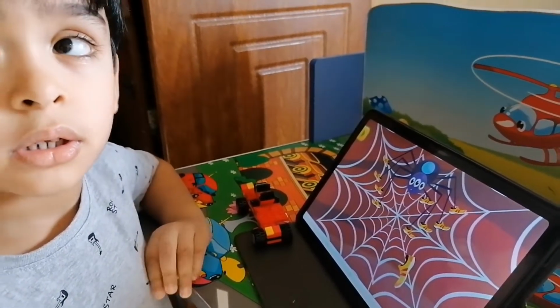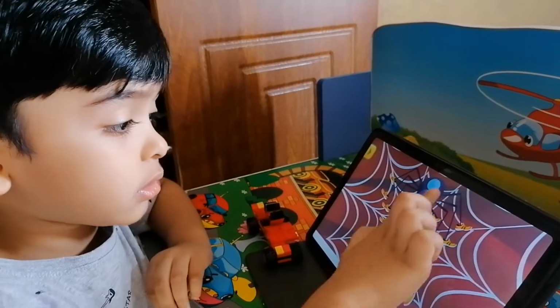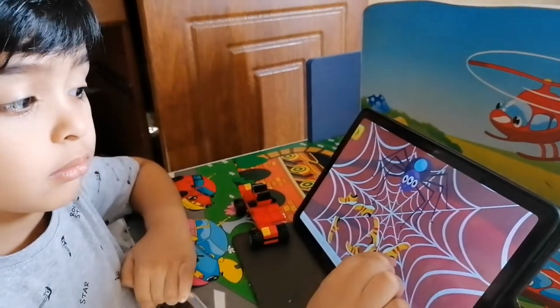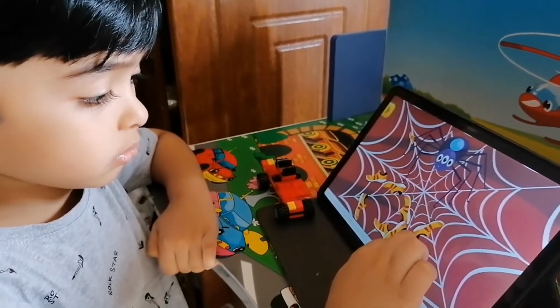Click Silky. Count 8 shoes. Click on Silky when you are done. Okay, this way. It's wrong. Make it 8 only. 8 shoes.